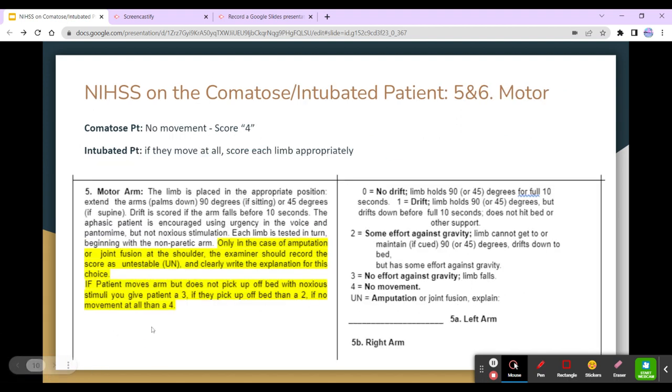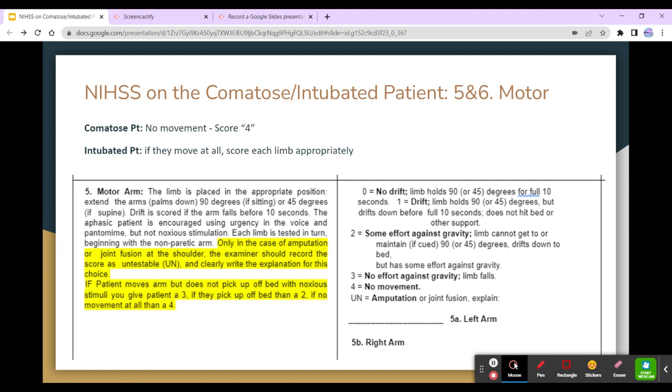As far as motor goes, in a comatose patient with no movement, they score a 4 for each limb. If the intubated patient moves at all, you need to score that limb appropriately. So we know that they won't be able to do the drift most likely. However, if they localize, then they would get a 2. If they just move the arm or leg on the bed, they get a 3. If they have no movement at all, then it's a 4.